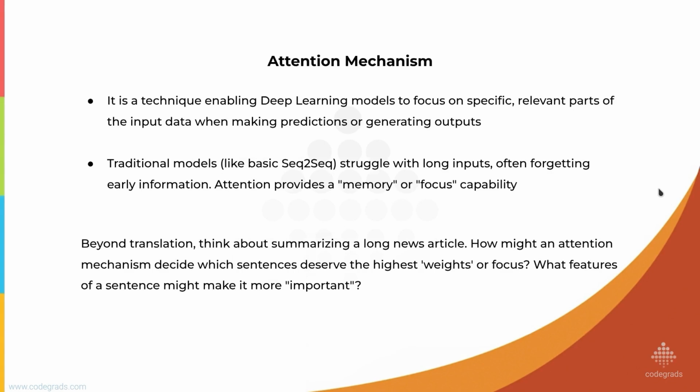Ever wonder how AI can understand long sentences, translate languages accurately, or even summarize a giant news article? A big part of the magic is something called attention mechanisms. So, why all the buzz about attention? First, it tackles a huge challenge: long range dependency. Imagine reading a long paragraph and needing to remember the very first sentence to understand the last. Attention helps models do just that.